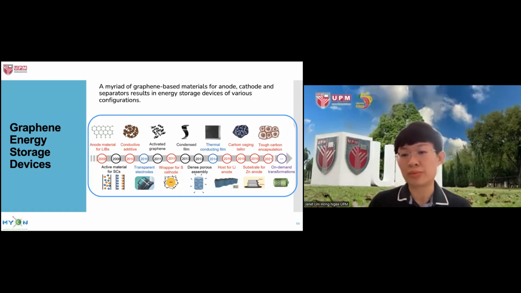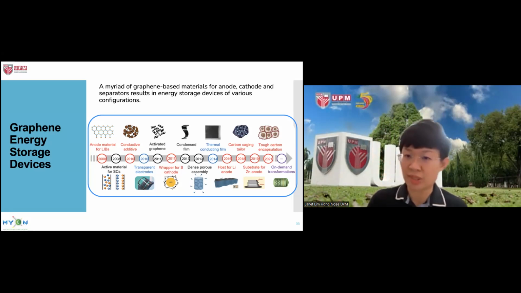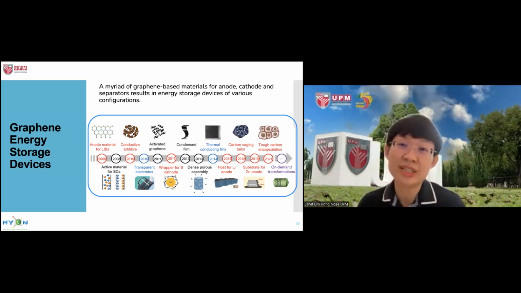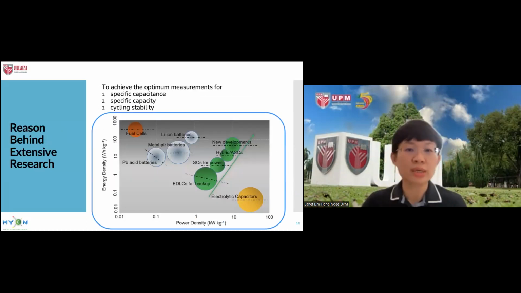And finally, the last bit here, which is on-demand transformation. In recent years, you'll also be able to see graphene used as an active material for separators. So this on-demand transformation is the interesting thing for researchers, as we are given the opportunity and also the flexibility to exploit as much as we can in order to achieve certain optimum measurements.